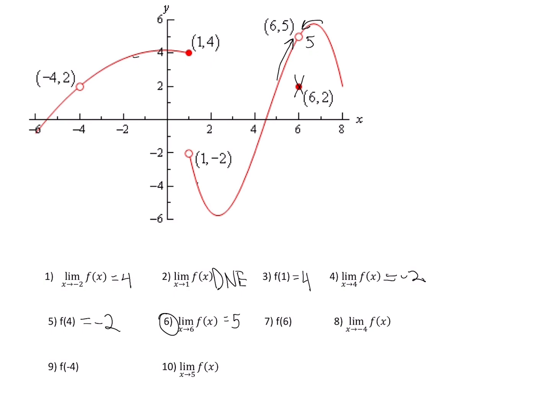F of 6, this is a hole, so that is not counted, and it's this point right here, a removable discontinuity. So this is also 2.